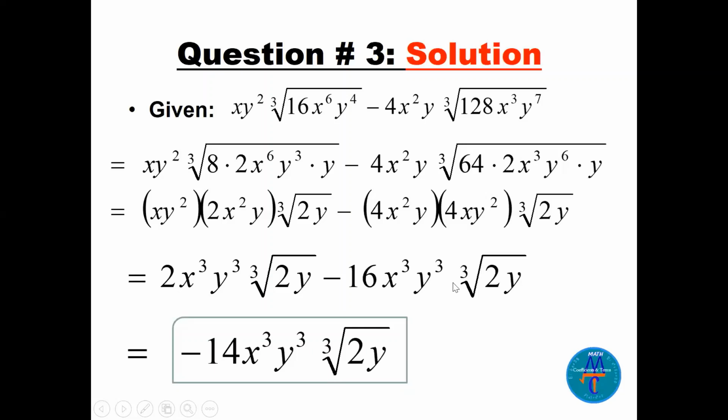Take 2 common factor, this one here. Cube root of 2y, take it common factor. And then 2 x cubed, y cubed minus 16 x cubed, y cubed. So the final answer you should get is minus 14 x cubed, y cubed times the cube root of 2y. It's not that easy question, but please review it 1 time or 2 times to understand the answer.